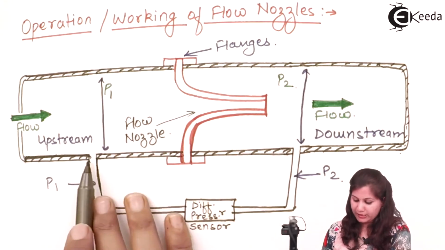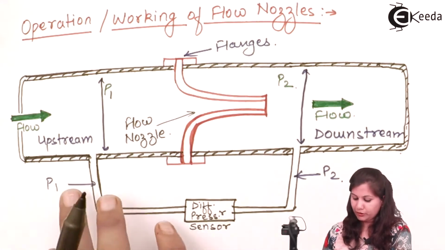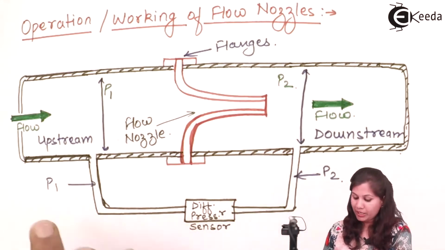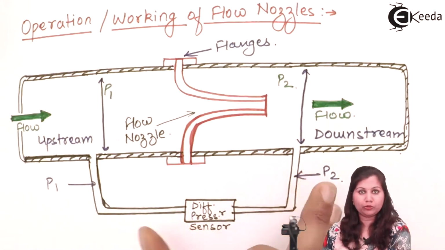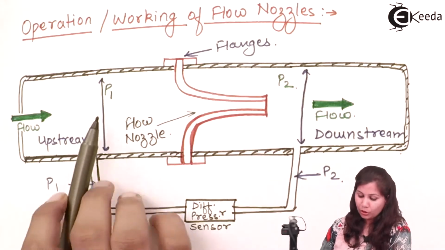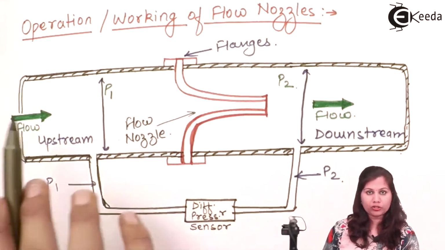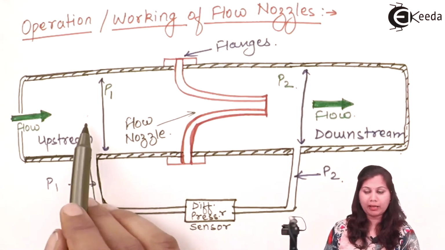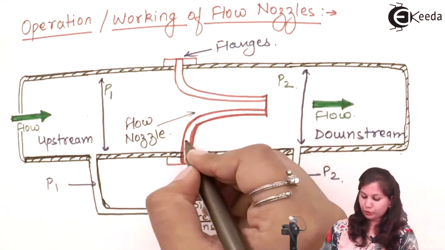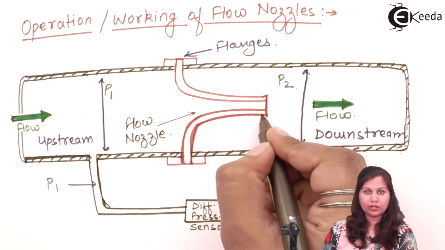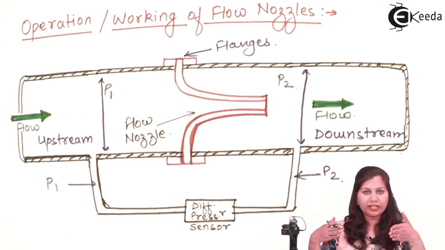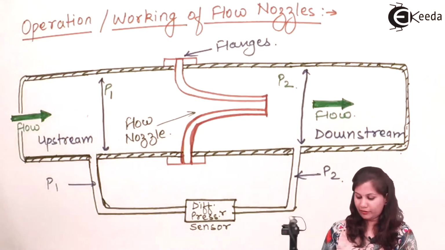This differential pressure sensor, a U-tube manometer, is measuring P1 and P2, and the difference in pressure can be measured with it. So here the velocity is minimum but pressure is maximum. Here velocity is maximum but pressure is minimum, and due to this converging part and the throat, because the throat has a very small area, when the fluid is entering from a very small area its velocity is increased.